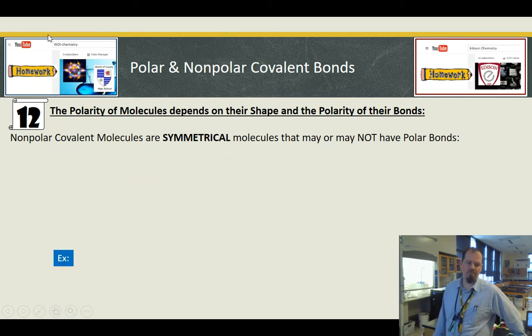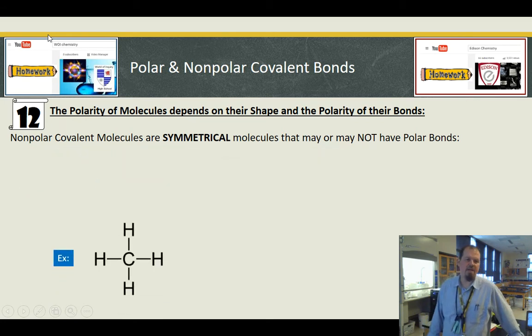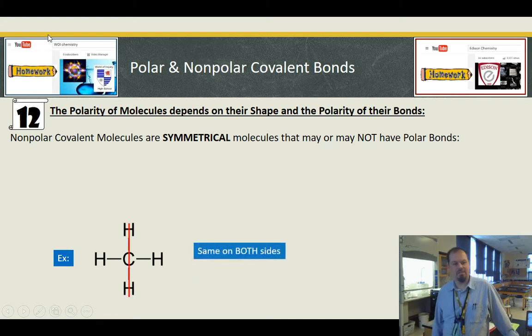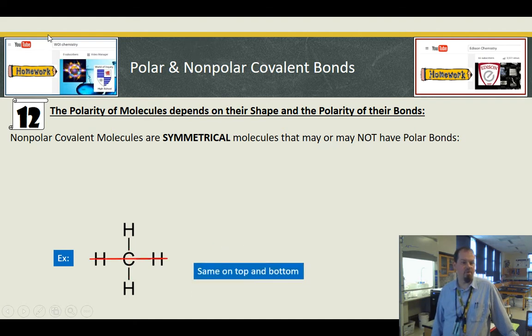First example, methane, CH4. If I cut it up and down, check it, it's the same left and right. And if I cut it across, it's the same top and bottom. So this passes both tests, so this is symmetrical. Symmetrical molecules equal nonpolar. You need to write that little piece in. This is a nonpolar molecule. There's no obvious difference on one side of this to make it a negative and a positive.